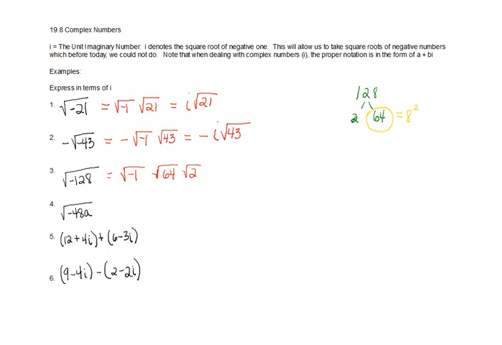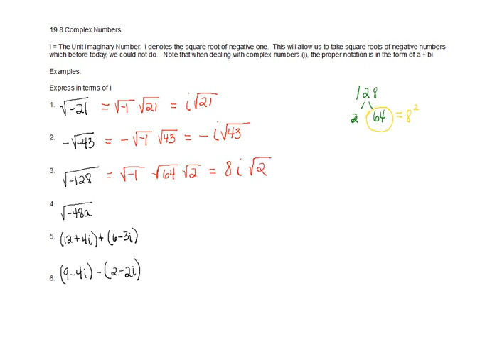Okay, so we know the square root of -1 is i. We know the square root of 64 is 8. I'm going to put 8 out in front of the i. And the square root of 2 is the square root of 2. We can't simplify that anymore. So my final answer for the square root of -128 is 8i times root 2.